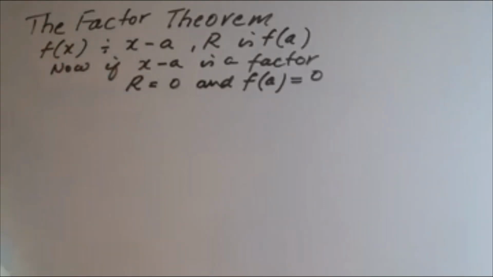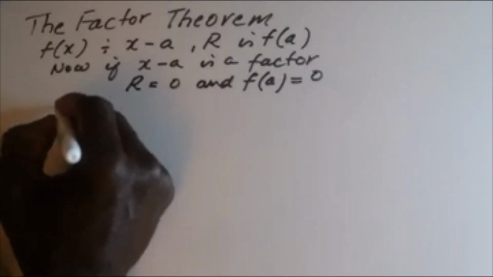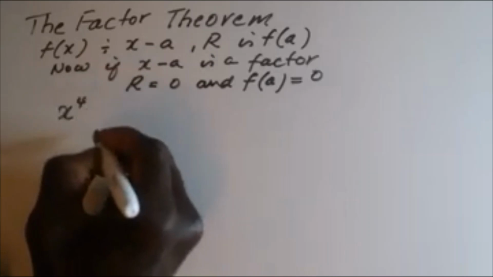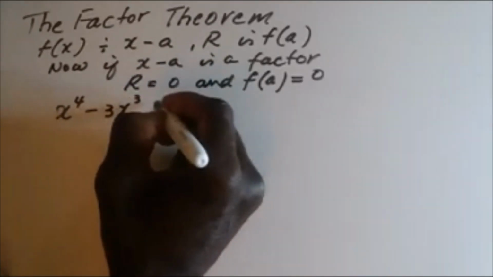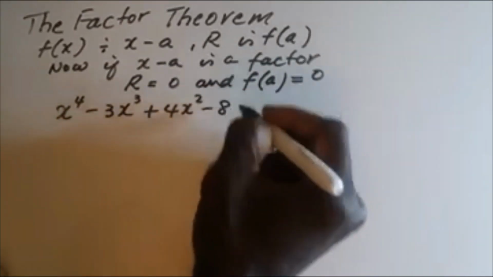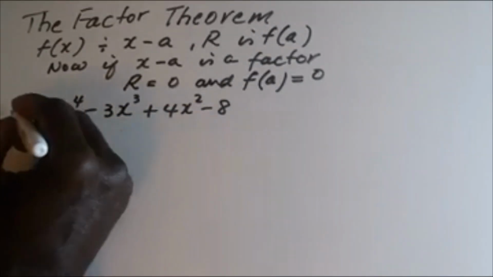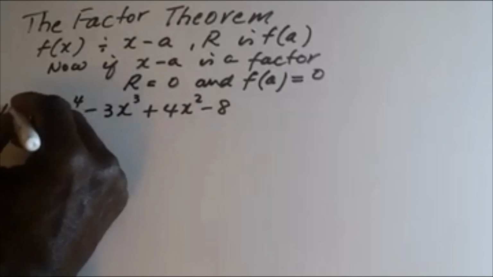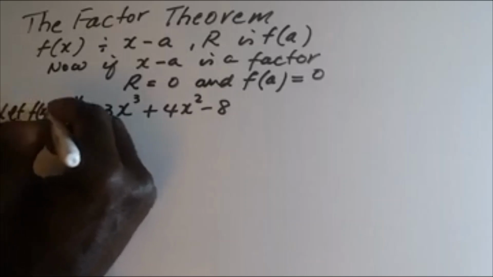This theorem is useful when factorizing polynomials of degree greater than 2. And here's an example. We have x raised to the 4th power minus 3x cubed add 4x squared minus 8. So let's say this is f of x, let this be f of x.